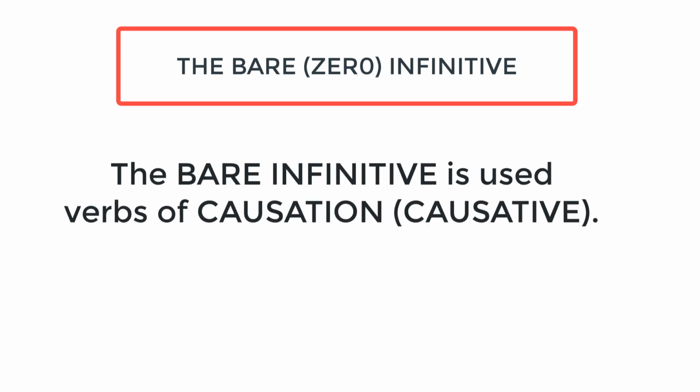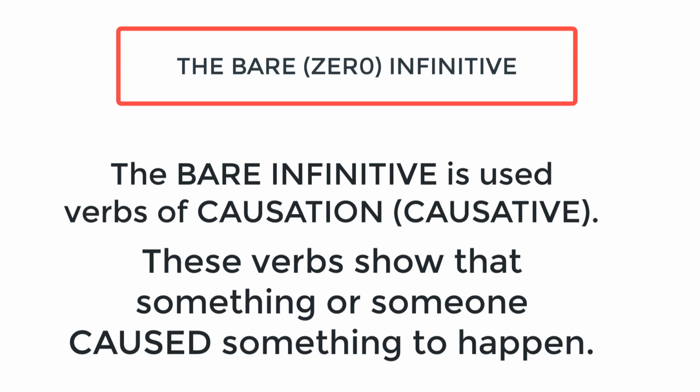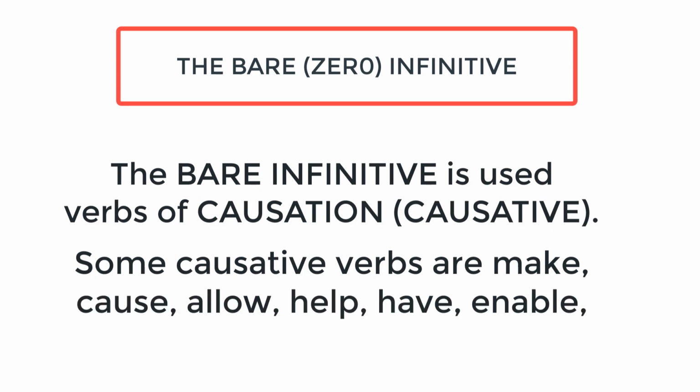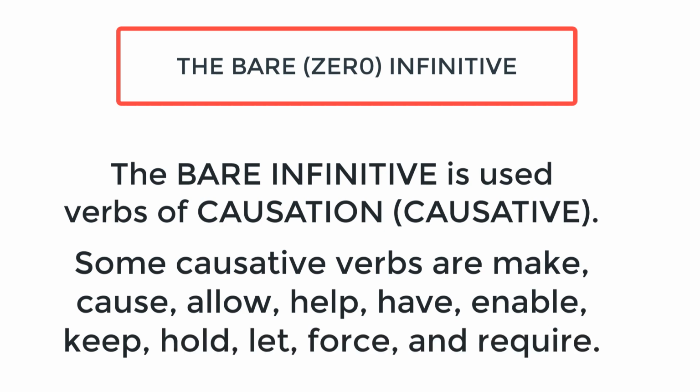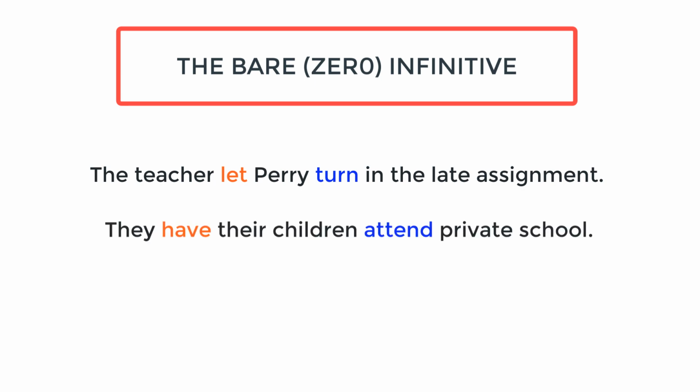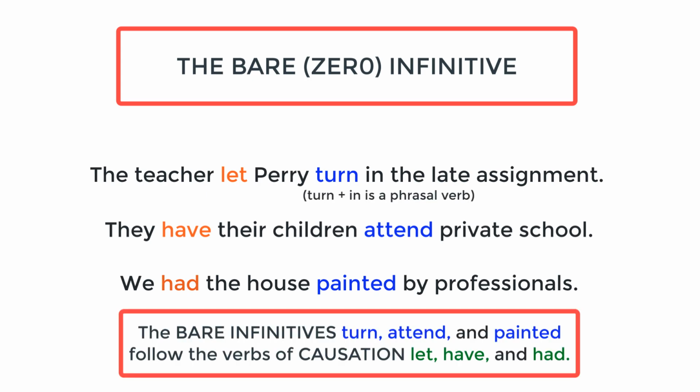The bare infinitive is also used with verbs of causation. These are verbs that show that someone or something caused something to happen. Some examples are make, cause, allow, help, have, enable, keep, hold, let, force, and require. The teacher let Perry turn in the late assignment. They had their children attend private school. We had the house painted by professionals.